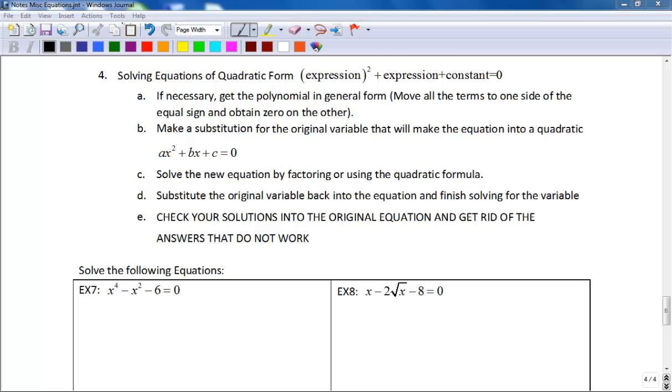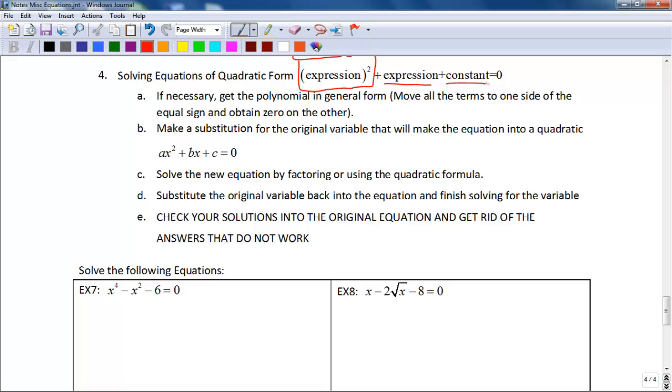The last part for this section deals with solving equations that are in quadratic form. Well, what does that mean? Well, that means that you can look at the first term and rewrite it as maybe something squared. The second term would be just the linear part of that, and the last thing is a constant. So it looks like it wants to be a quadratic, but it's not exactly. So how do you solve these?